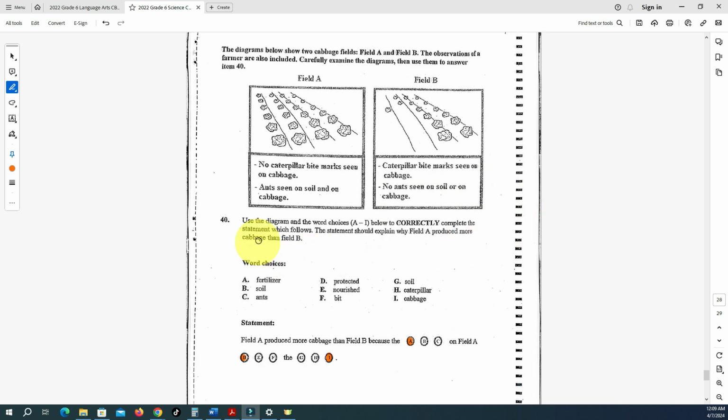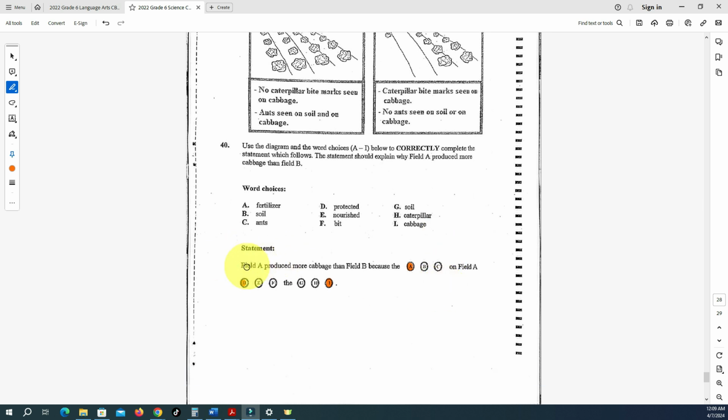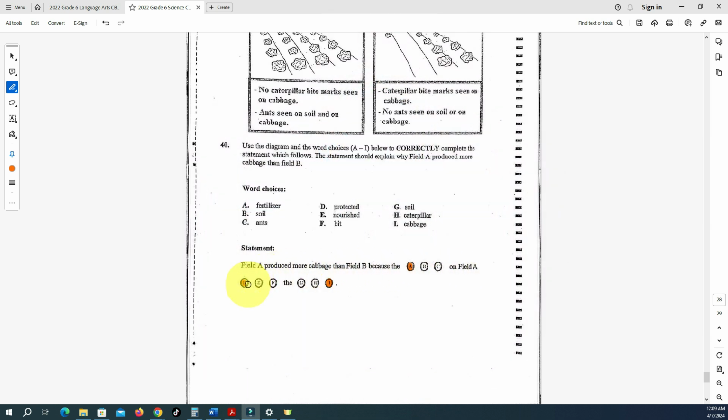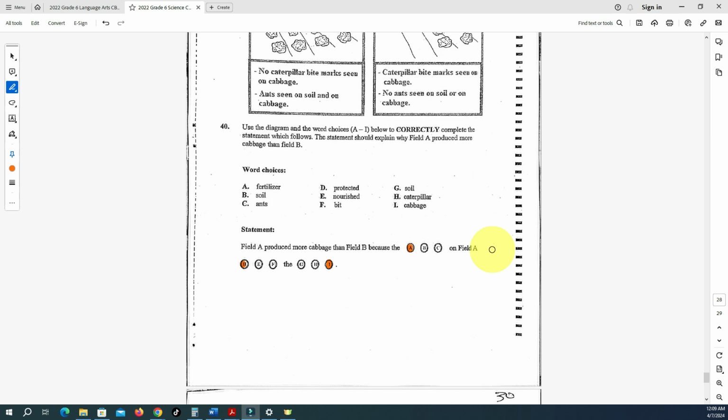Alright. So use the diagram and the word choices below to correctly complete the statement which follows. The statement should explain why field A produced more cabbage than field B. Alright, so word choices are fertilizers, and so on. Let's look at this statement. Field A produced more cabbage than field B because I have A, fertilizers on field A protected the cabbage. So that's what I have there.